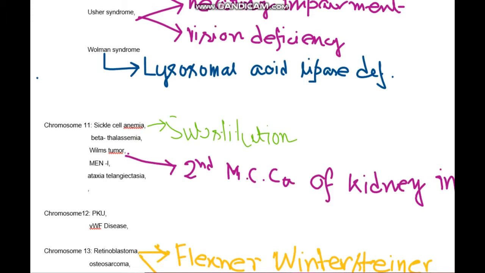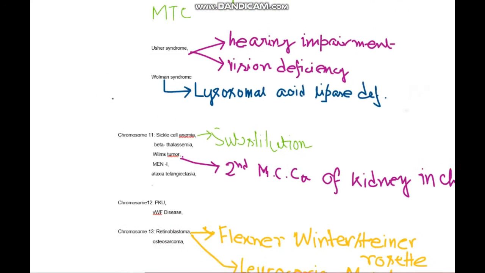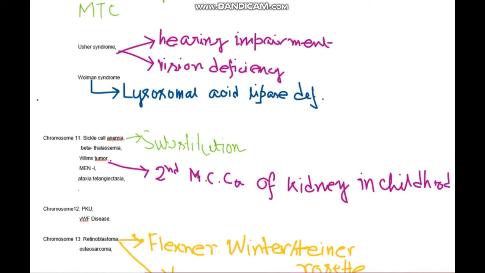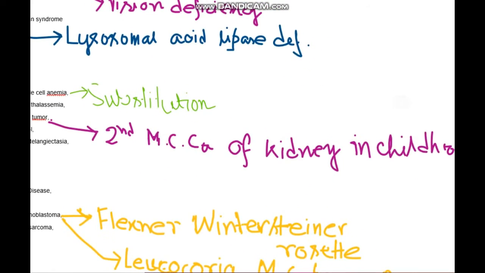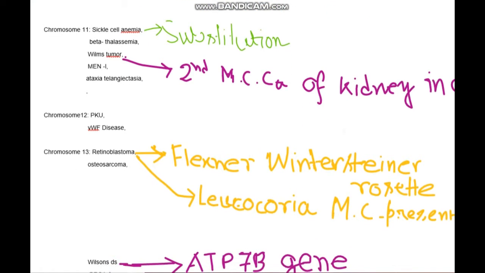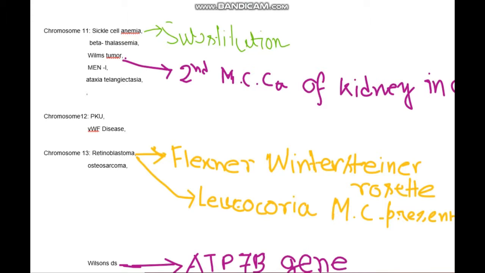Beta thalassemia and Wilms tumor. Wilms tumor is very important. We'll make another video on this. We'll discuss Wilms tumor, and it is the second most common cancer in the kidney in childhood. Okay. Next is MEN 1 and ataxia telangiectasia. In MEN 1 we have the three Ps, that is pancreas, parathyroid and pituitary, and again it's parathyroid hyperplasia, not parathyroid tumor. For ataxia telangiectasia, the patient gradually develops first ataxia, then telangiectasia, and then finally by 7 to 10 years of age the patient goes into death.